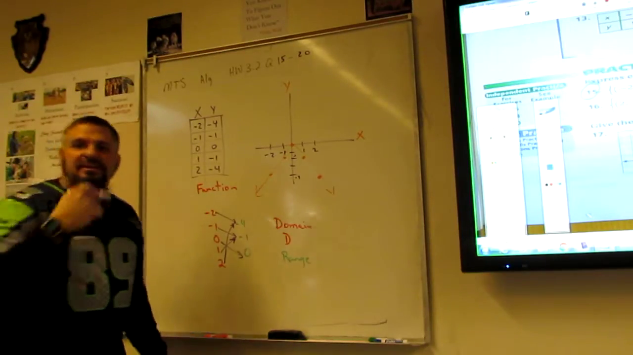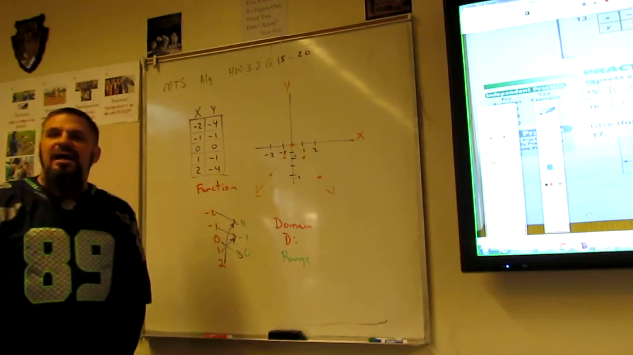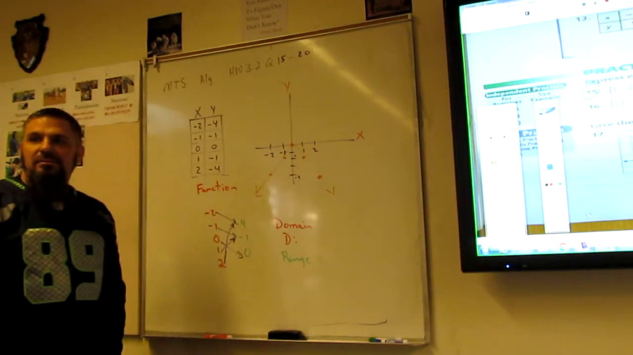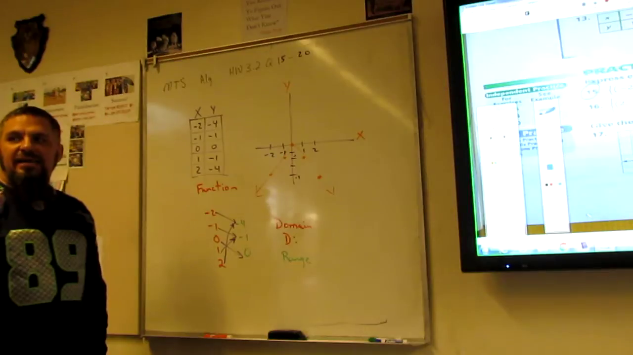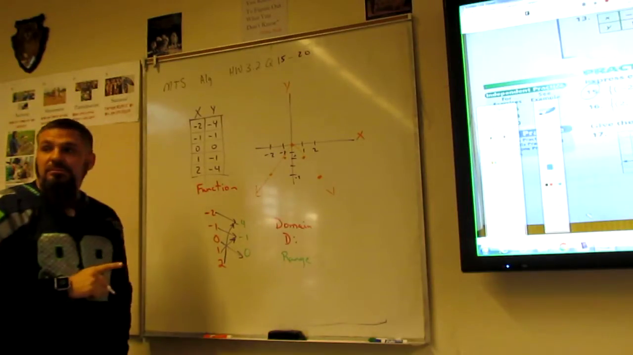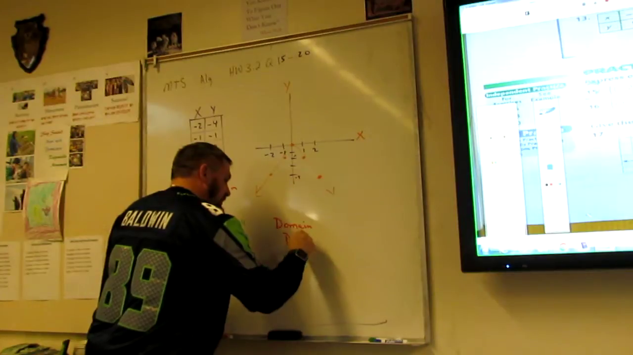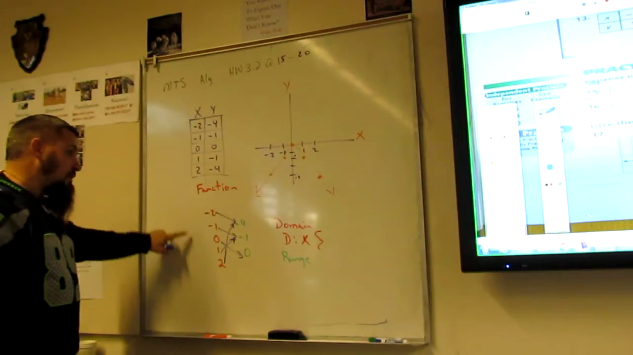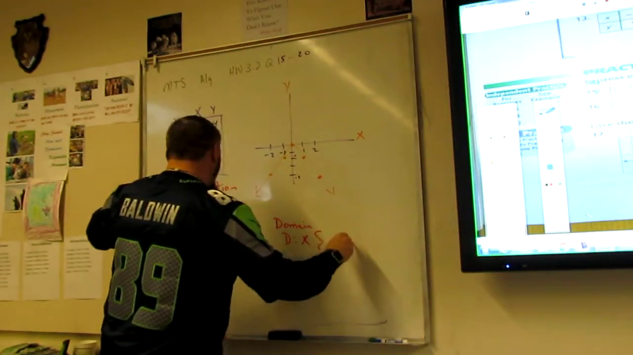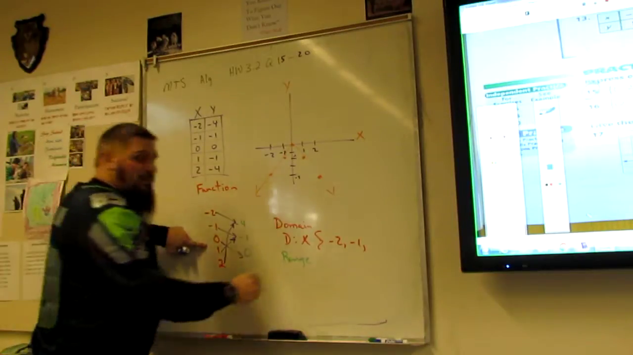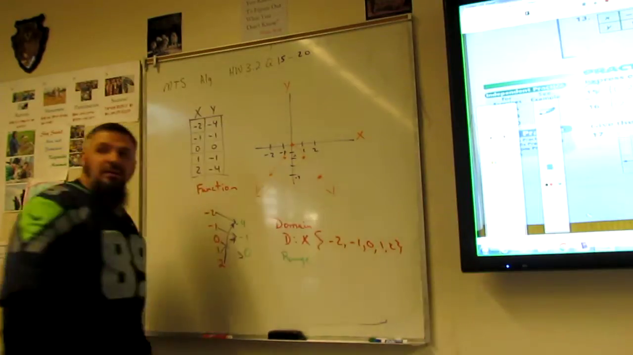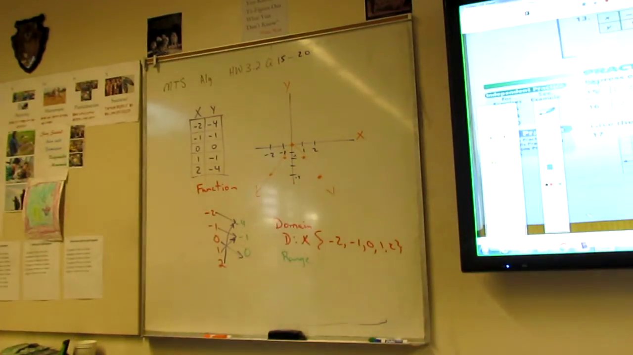So we write it like this. D, such that x is a set or a solution set, and in this case, of -2, -1, 0, 1, and 2. Okay? That wasn't bad, was it? The domain is just the x's.